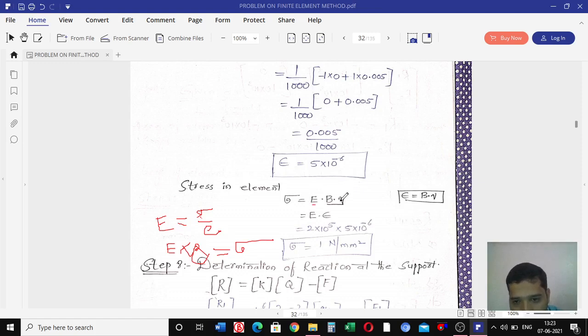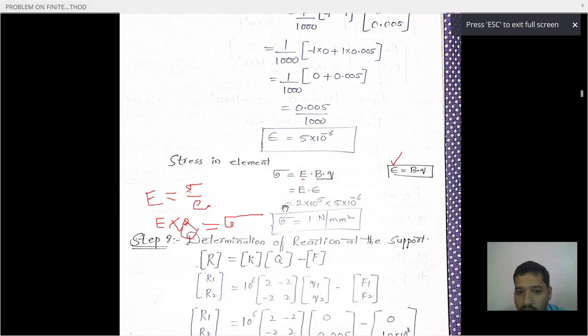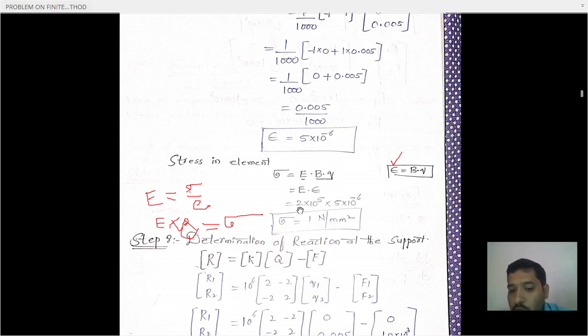Here, what does B into Q represent? B into Q represents strain. So E, the modulus of elasticity, into B into Q, which is strain. How much strain did we get here? 5 into 10 power of 6. The modulus of elasticity is given as 2 into 10 power of 5. If you multiply both terms, you will get the stress value as 1 Newton per mm square.